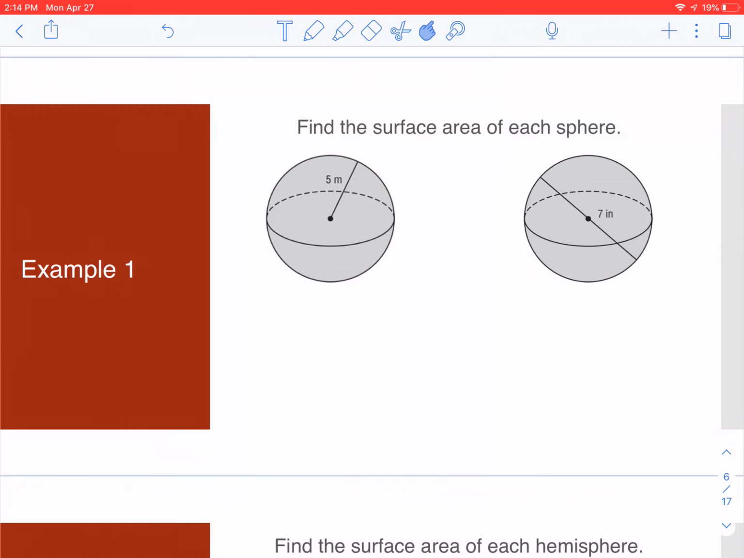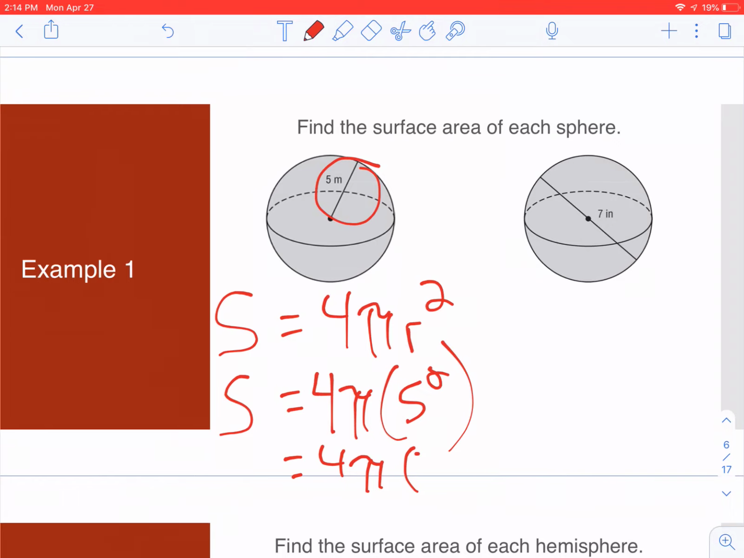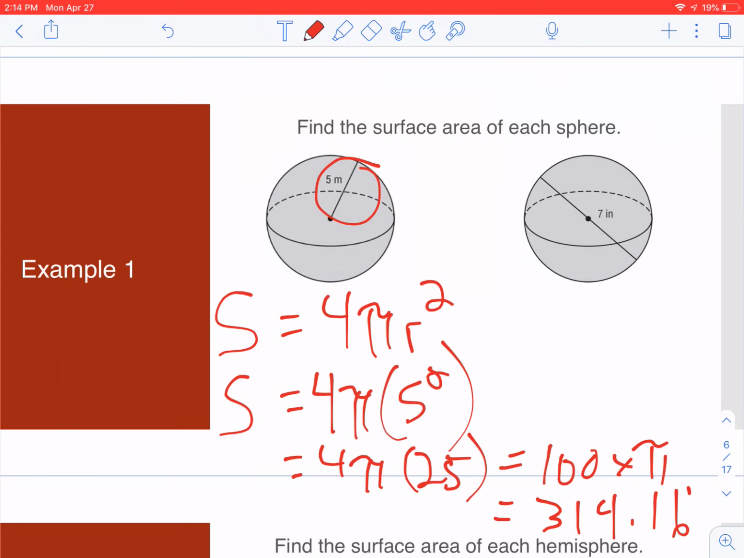Okay, so let's do one example real quick. Surface area equals 4 pi r squared. I find my radius right there, which is 5. So this will equal 4 pi 5 squared. 5 squared is 25 times 4 pi. That equals 100 times pi, which will equal approximately 314.16 meters squared.